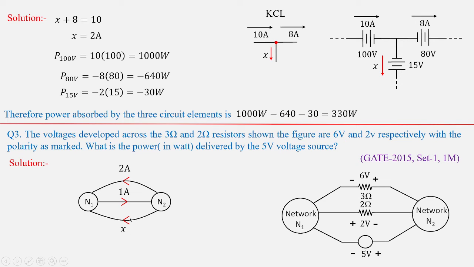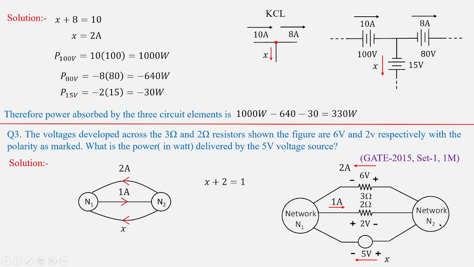So what are the assumptions we made? That is based upon the given data. 1 ampere is flowing from network 1 to network 2, 2 amperes is flowing from network 2 to network 1, and we have assumed X current flowing from network 2 to network 1. So I apply KCL to either of these networks. So I'm going to get X plus 2 equal to 1. How? If you consider network 1, 2 amperes and X amperes are incoming, 1 ampere is outgoing. So this equation holds good: X plus 2 equal to 1.